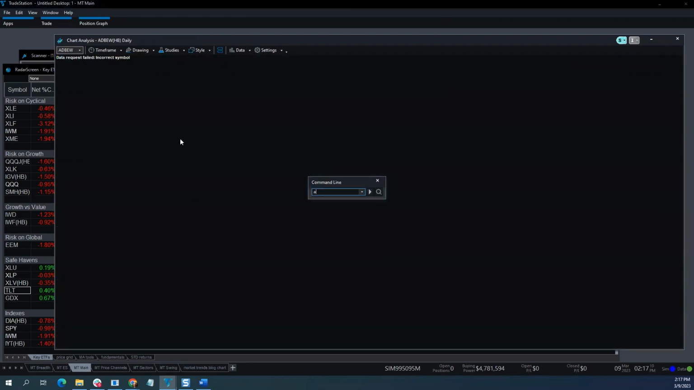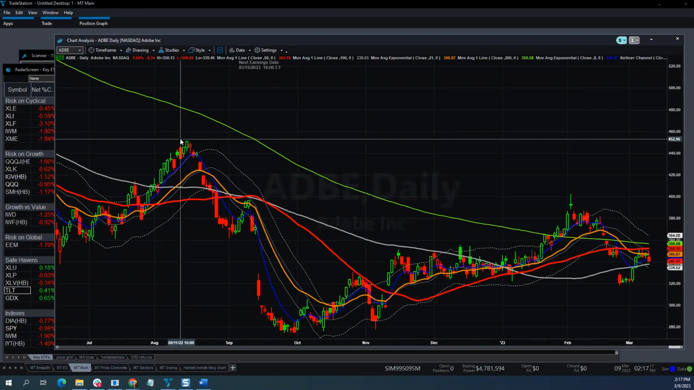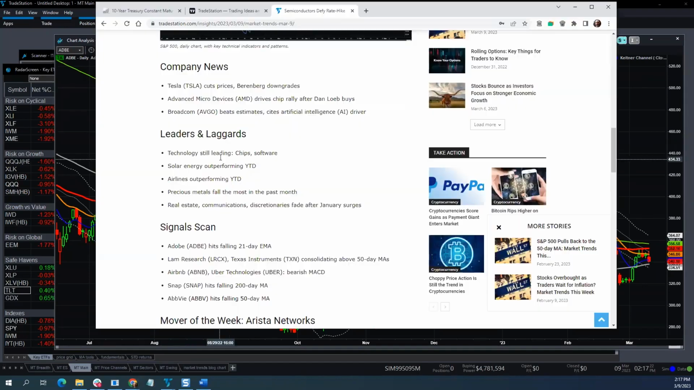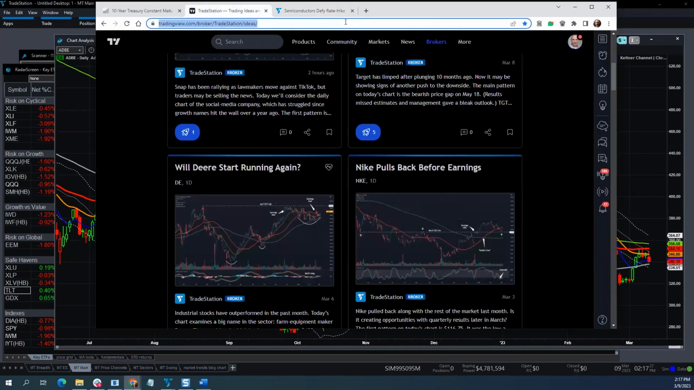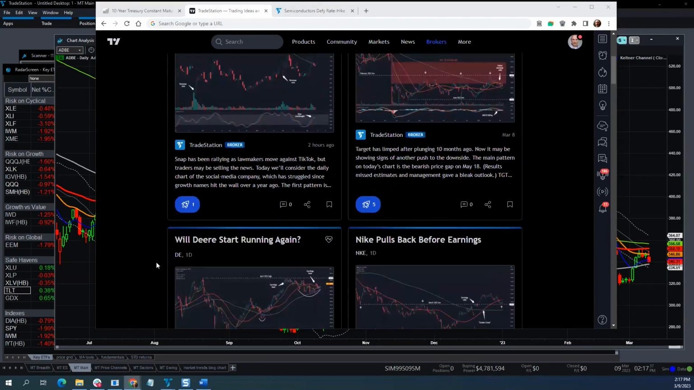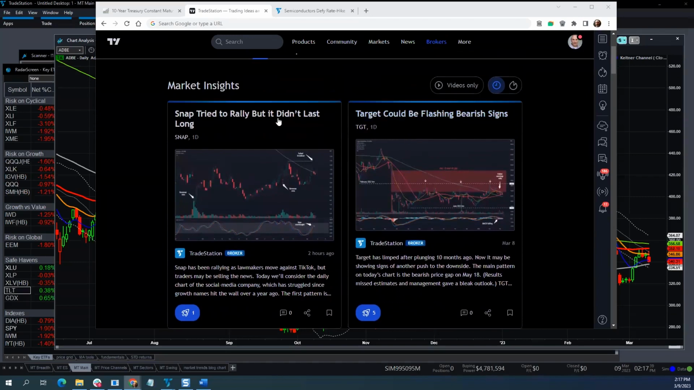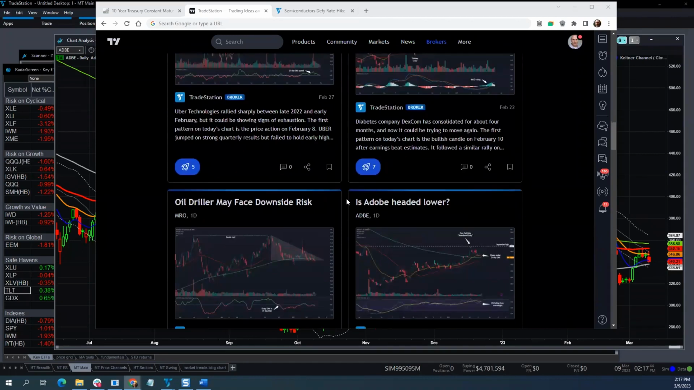Adobe is one that we had published on TradingView. If you don't know, the TradingView ideas are available. These are some of the ideas I put up recently. I've been doing some things more recently that are a little bit more negative, like Target and Snap. I also did Adobe a while back, which is kind of interesting.